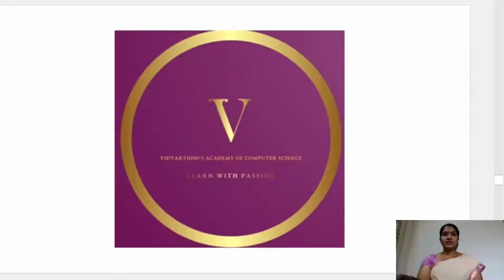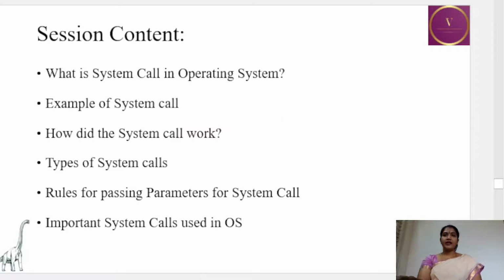And let's get started. In this session, we'll be seeing about system calls. First, let's see the session content. It is what is system calls in operating system. First thing we will be learning about this one, and then we'll have an example for system call and how did the system call work. We'll see about that, and types of system calls. What are the types of system calls that are there, and the rules for passing parameters for system calls and important system calls used in operating system. These are the things which we will be covering in this session.